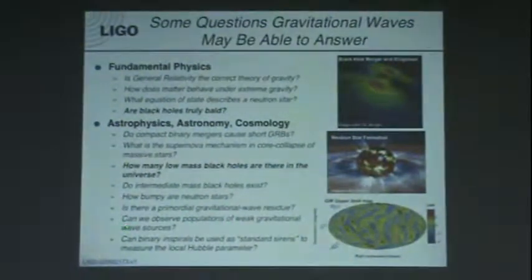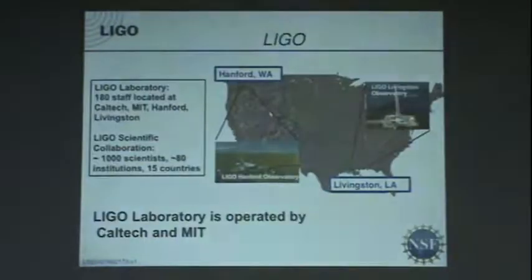Let me just pick a few other ones. How bumpy are neutron stars? In fact, can you see crustal deformations from neutron stars? And there are a number of other questions here. I focus on these two questions that I put in bold because, in fact, the first two detections that we made with LIGO actually, in some sense, start to address those questions.